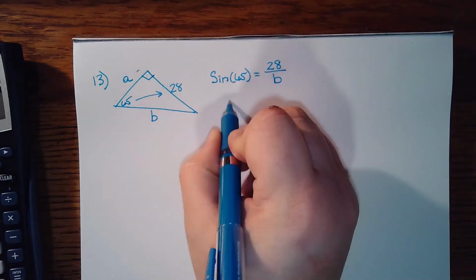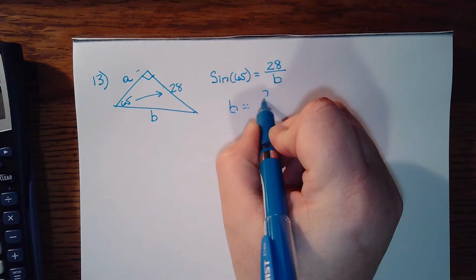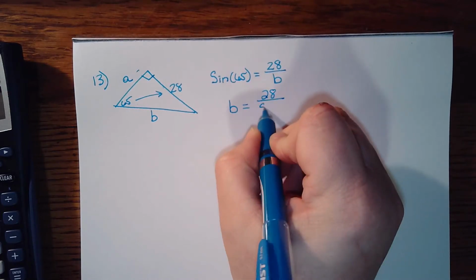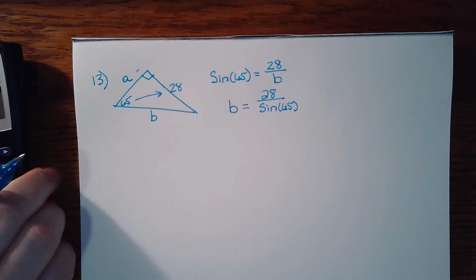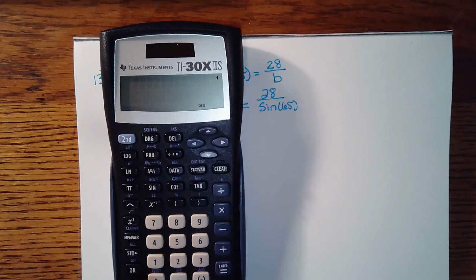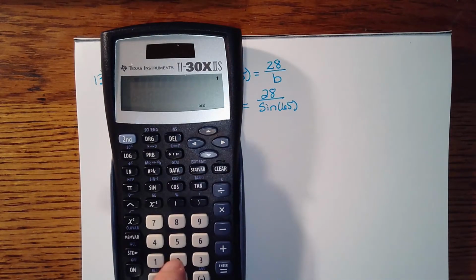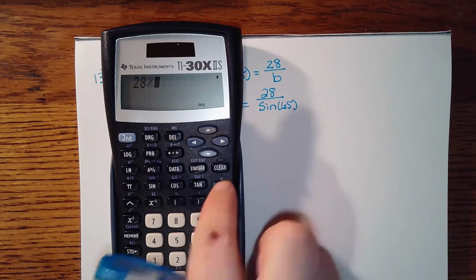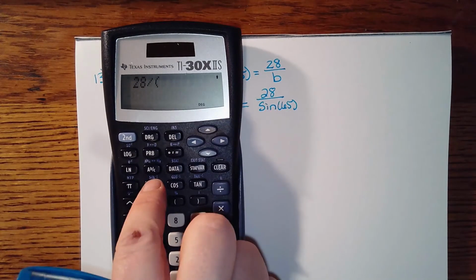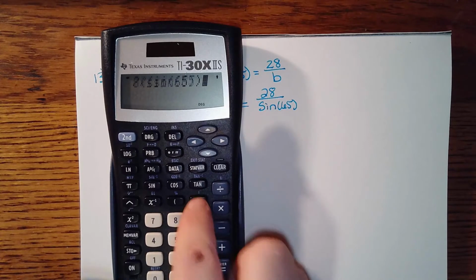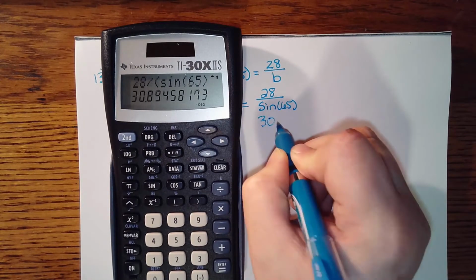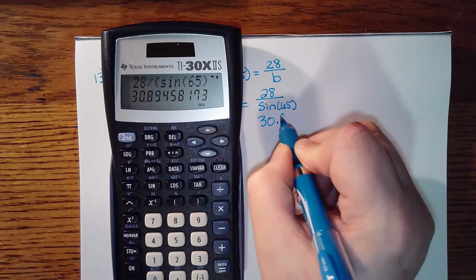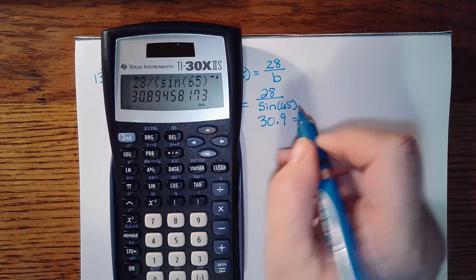So let's rewrite this before we put it into our calculator. Now, when we put this in our calculator, we are going to end up with 28 divided by, and remember parenthesis, sine 65, and you get 30.9 equals my B.